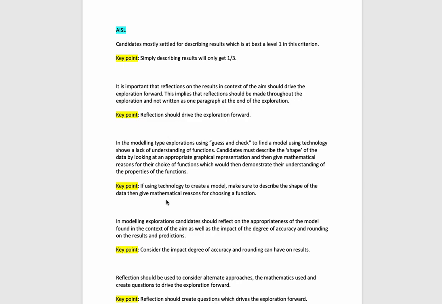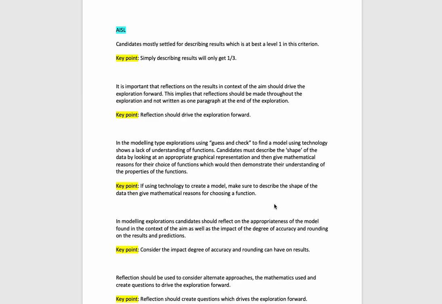If using technology to create a model, this is important, guys. If using technology to create a model, make sure to describe the shape of the data, then give mathematical reasons for choosing a function. What I see, and a lot of my YouTube videos do this, I create a model using GeoGebra. But what a lot of students do in their IA is they find the data, put the data into a scatter graph, and then they just use the fit function on GeoGebra, and a beautiful quadratic appears, and they just say, here's my data, here's the quadratic, and that's it, without actually talking about why you would choose a quadratic in that given situation.